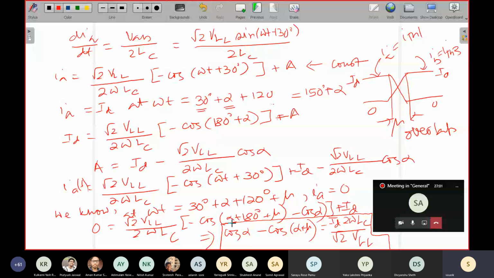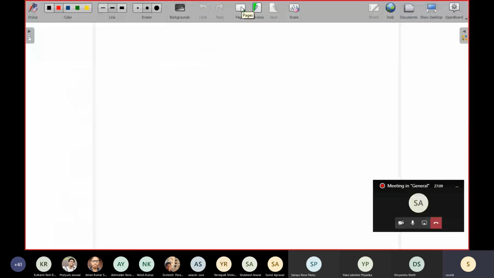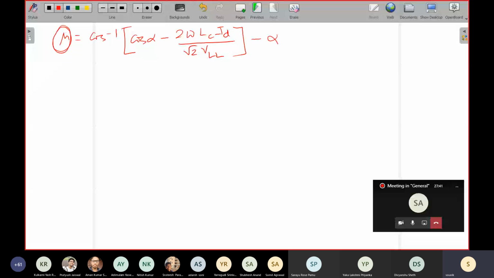So let's take another page, and we can write from the previous expression that mu is equal to cos inverse of cos alpha minus 2 omega LC ID by root 2 VLL, where VLL is the line to line voltage, minus alpha. So this is the overlap duration.